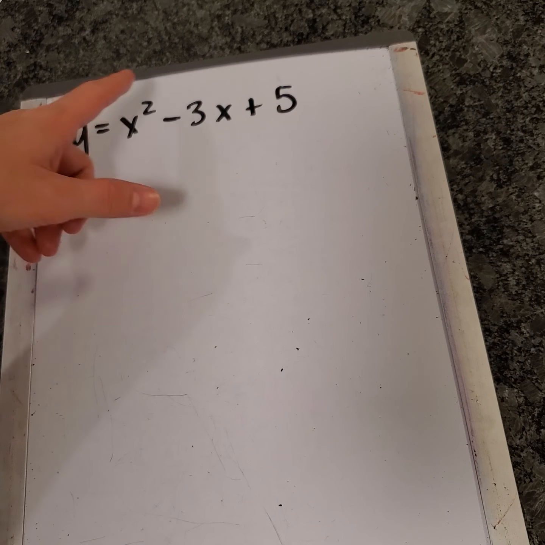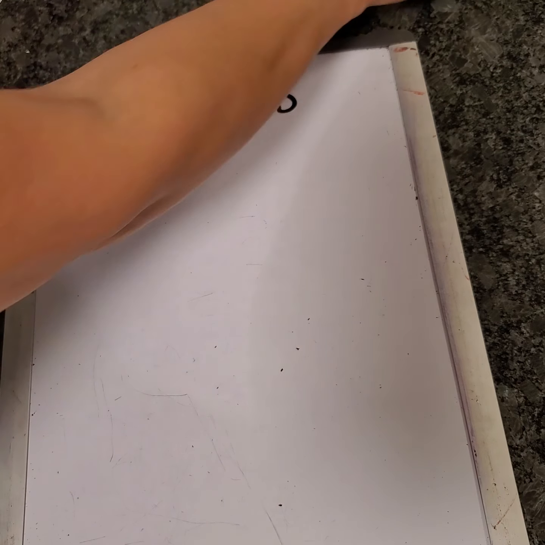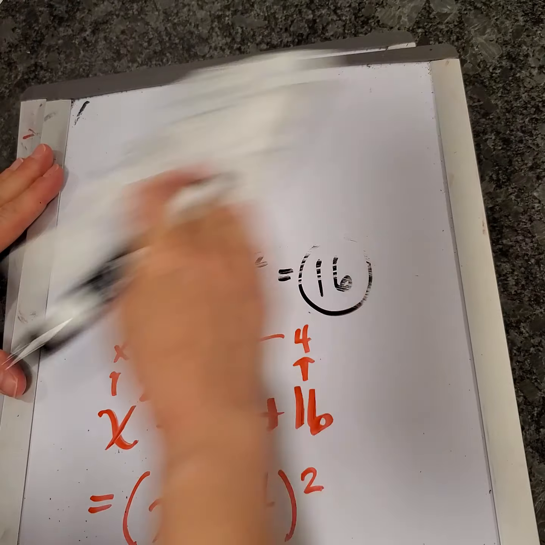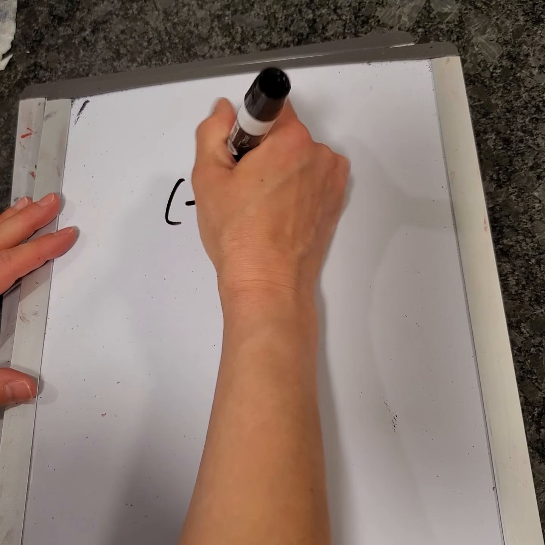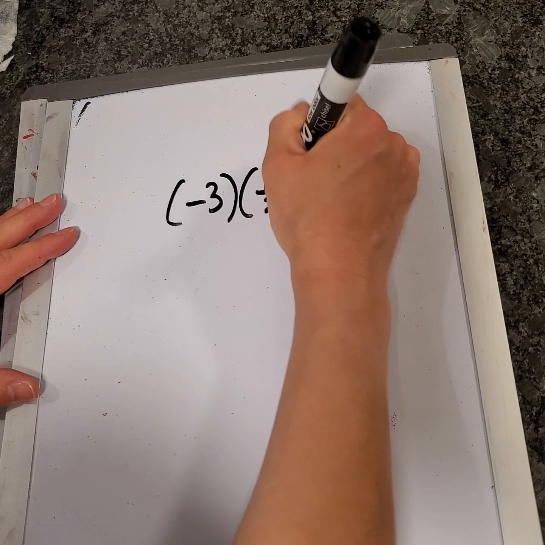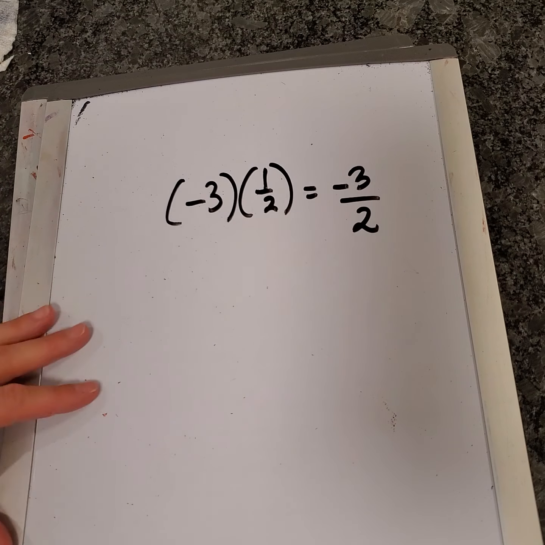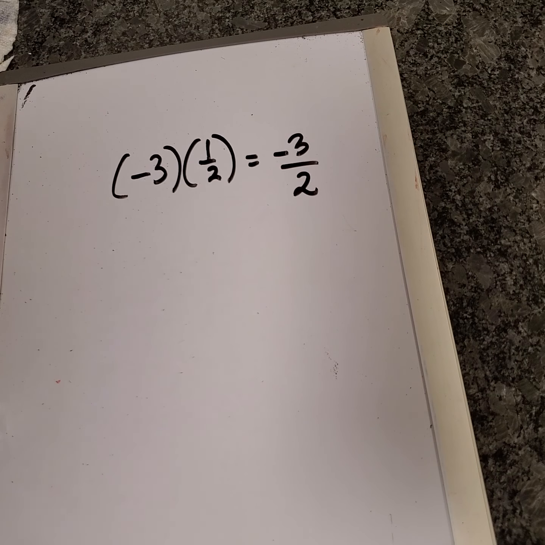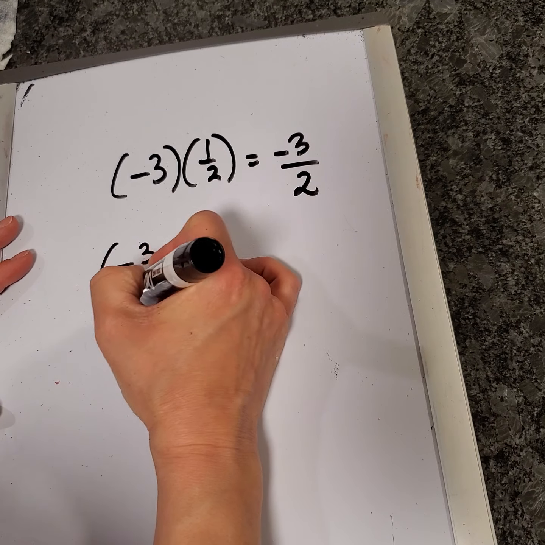The next step says, look at the coefficient of x, it's -3. Cut it in half. So that's -3/2. And this one gets a little uglier because the numbers are not as friendly, but that's okay. The process is exactly the same. Then we're going to square that.